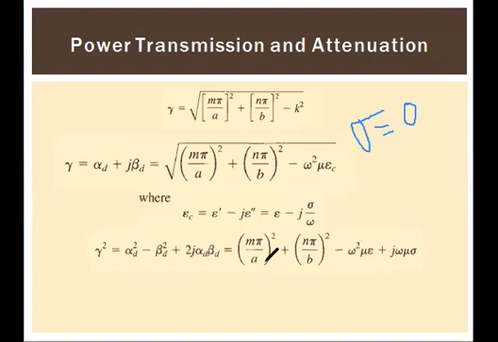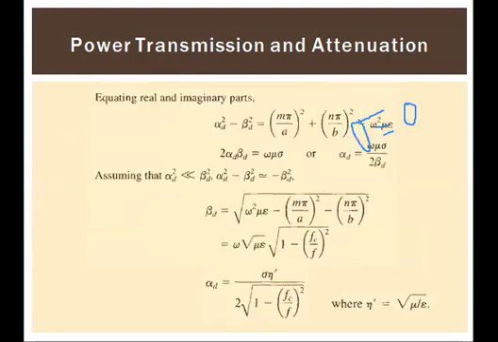Now if we equate the real and imaginary parts, we can write that alpha d square minus beta d square equal to m pi by a whole square plus n pi by b whole square minus omega square mu epsilon, and from that we can write that 2 alpha d beta d equal to omega mu sigma, or alpha d equal to omega mu sigma by 2 beta d.